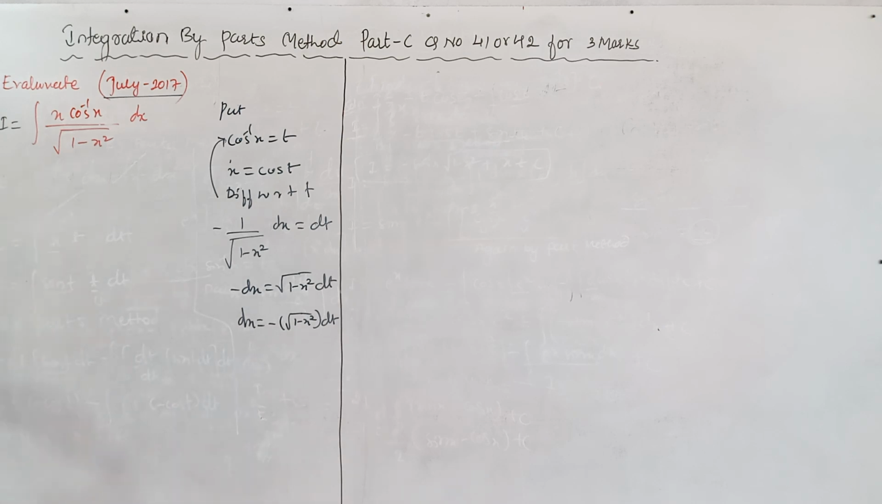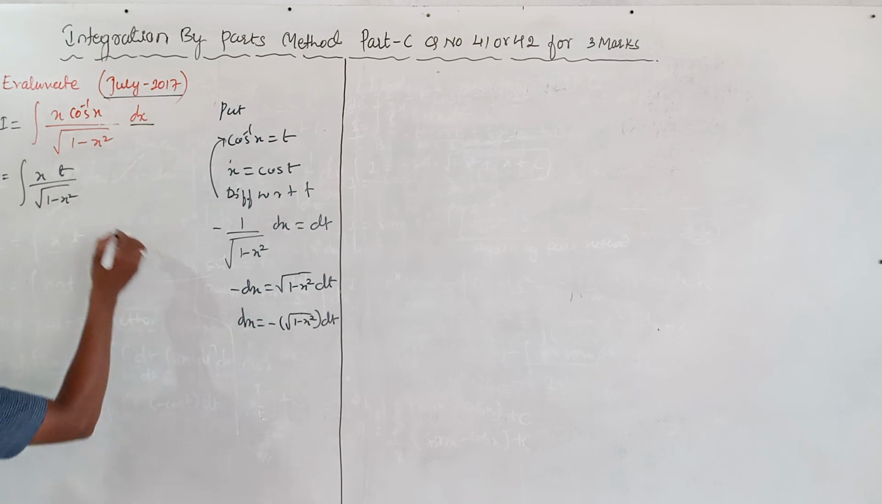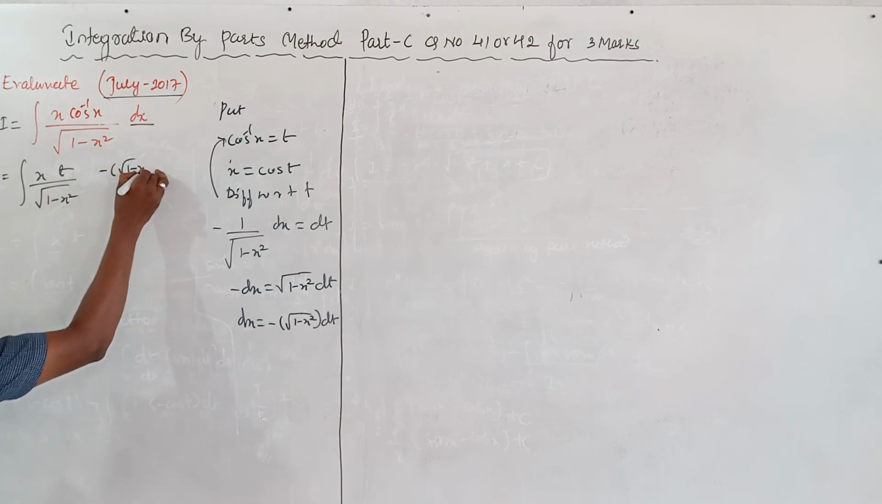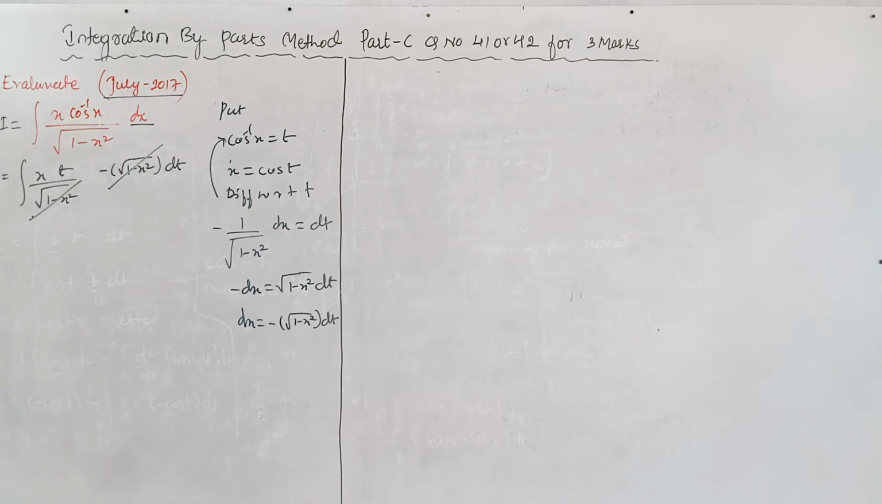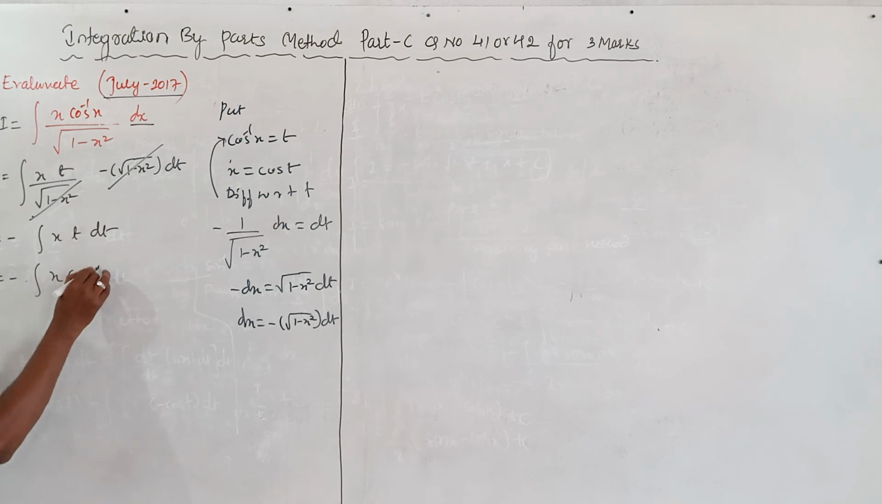Now come to this one, that is I is equal to the integral of x t divided by root of 1 minus x square dx, which means minus root of 1 minus x square dt. This gets cancelled. Take the minus sign outside, that is I is equal to minus integral of x t dt. What is the value of x here? Cos t. One more step: minus integral of t cos t dt.